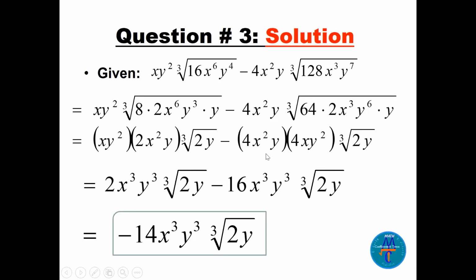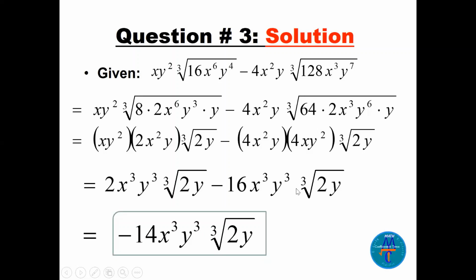Let's see the second term. 4 and 4, 16. X squared, x is x cubed. Y and y squared is y cubed. See, we have x cubed, y cubed, and there is a 16 with the minus. And there is x cubed, y cubed, 2 with the plus.